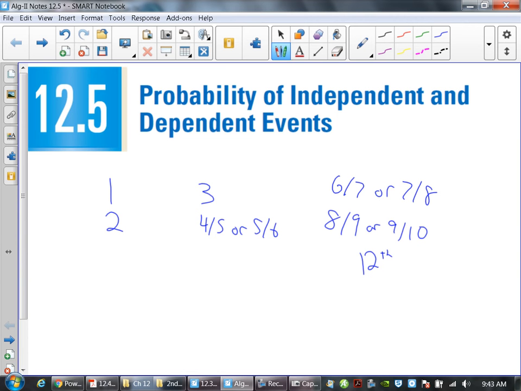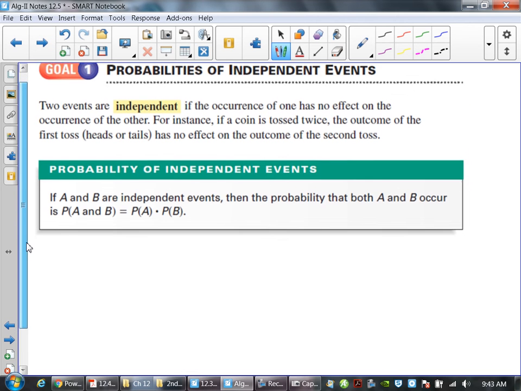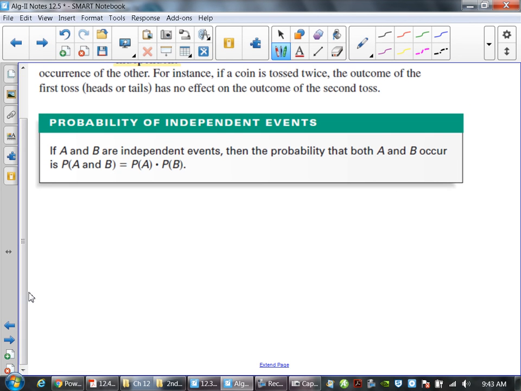So, anyway, let's talk about probability of independent and dependent events. Woohoo! You actually know some of this already because we kind of mingled a little bit within the stuff. Independent events: the probability that two events are going to occur, the probability of A and B occurring, is the probability of A times the probability of B.